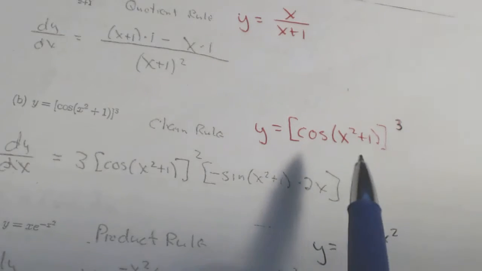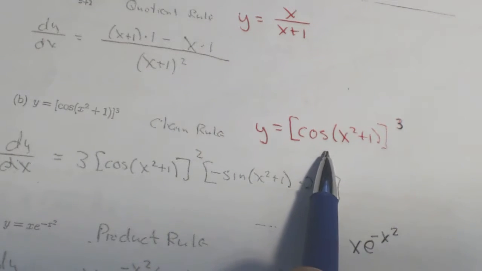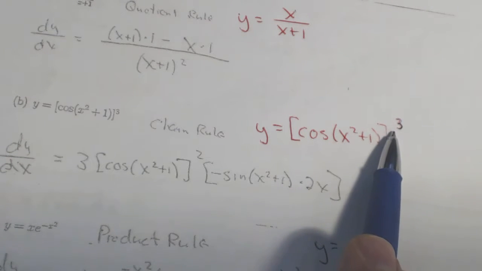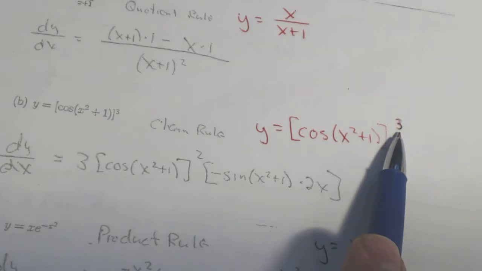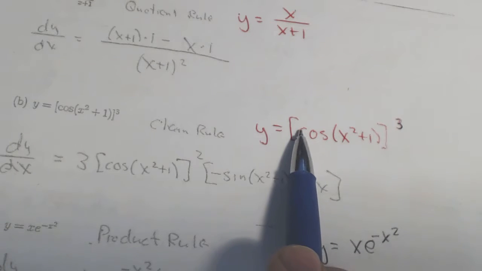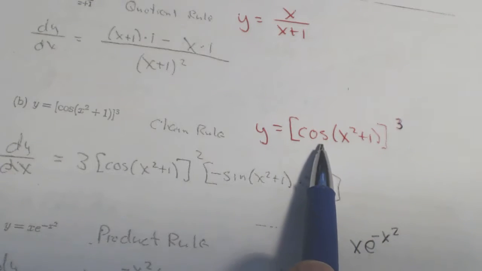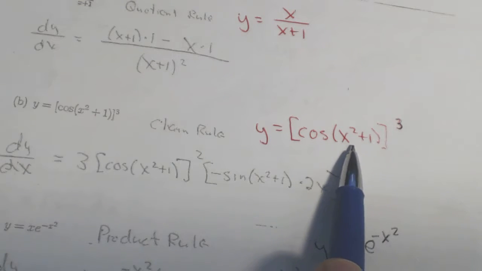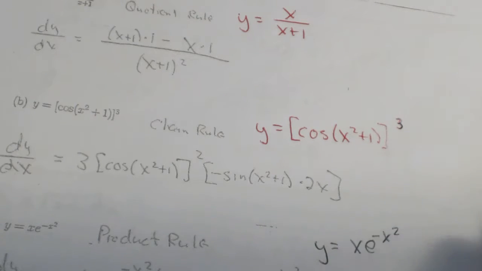So here we have y equals the cosine of x squared plus 1 to the third. Okay, the outermost function is raising to the third power. It's what you do last if you're evaluating it. So we're going to differentiate the third power function, leaving the inside alone. That will bring us to this. We're going to differentiate the cosine function, leaving its inside alone. And finally, we're going to differentiate the x squared plus 1 function.